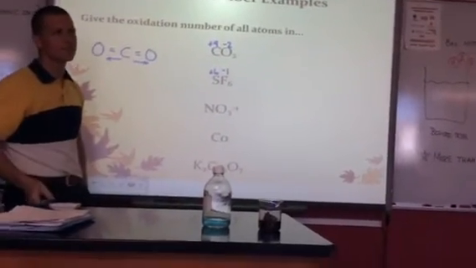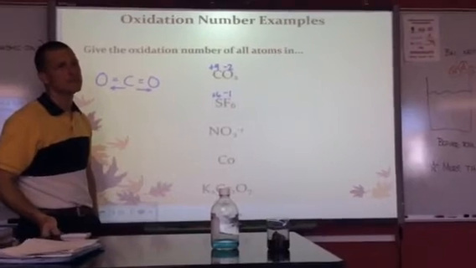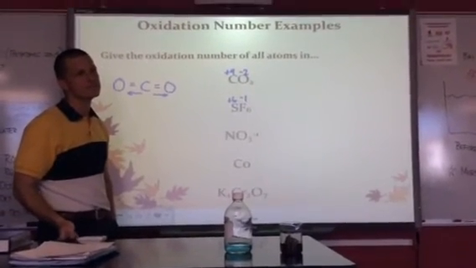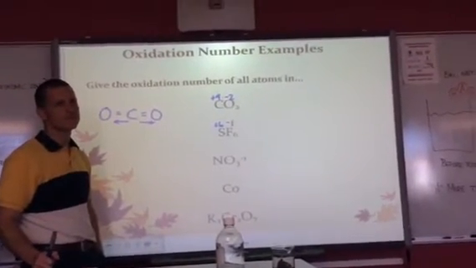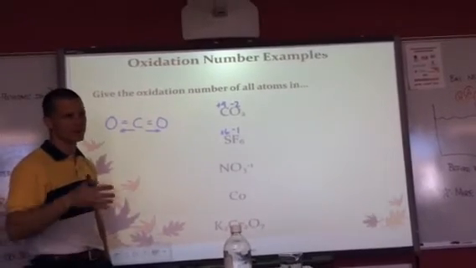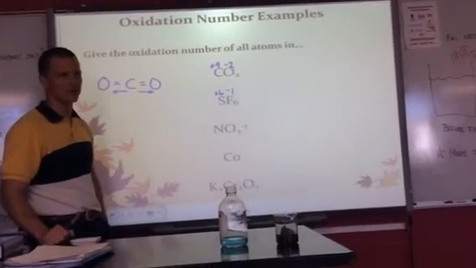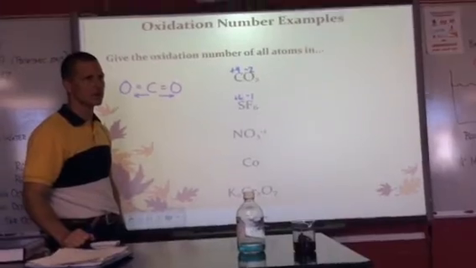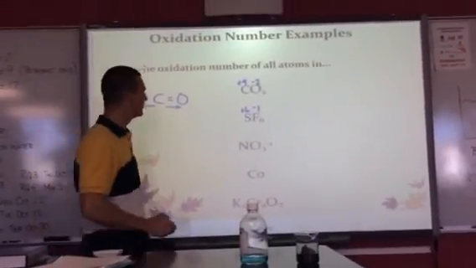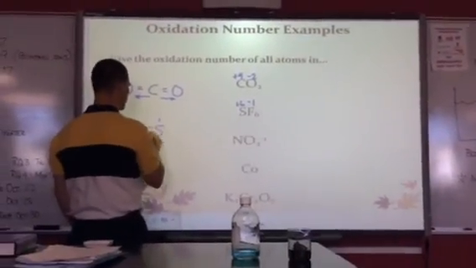Yeah, Brian? So basically, when the F is negative 1, that means it's negative 6 as a total, so S just becomes plus 6. Yeah, you have to make the whole thing 0. So it's because the F pulls away. That's right. You have an S with 6 fluorines around it.